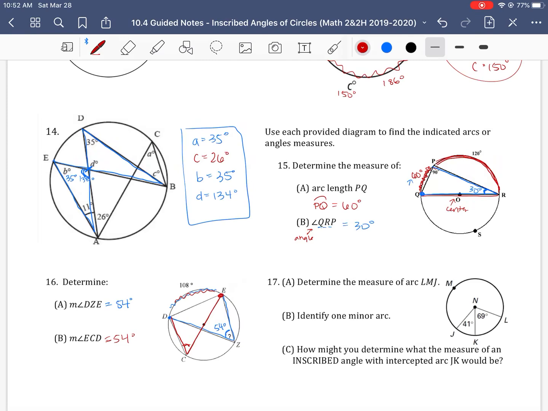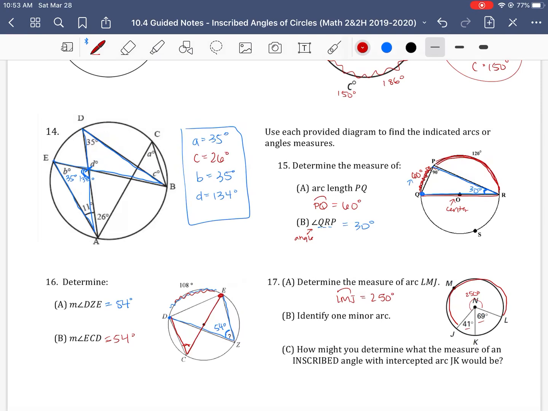All right, lastly, determine the measure of arc LMJ. So we're going from L to M to J, right? We already know that the other two pieces are 41 and 69, and remember all the way around has to add to 360. So if we take 360 and we subtract out 41 and 69, then that tells us that this whole thing out here must be 250 degrees. So arc LMJ is 250 degrees.